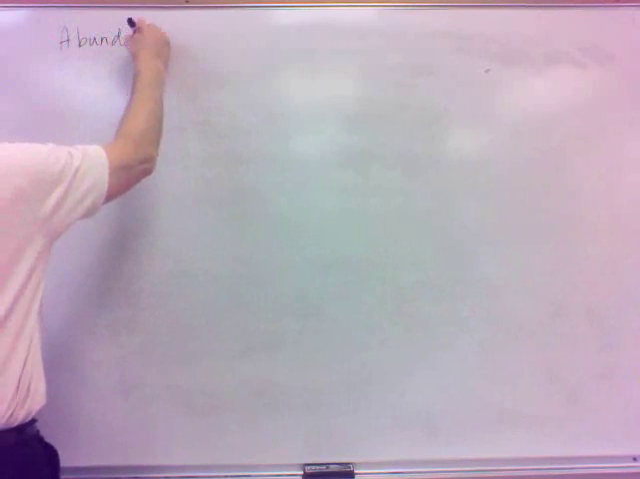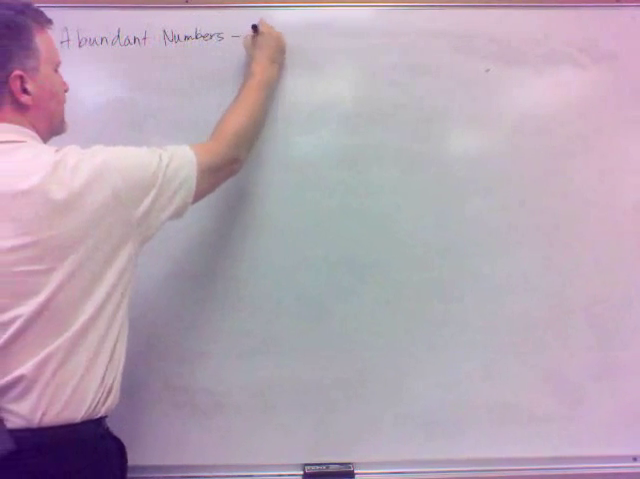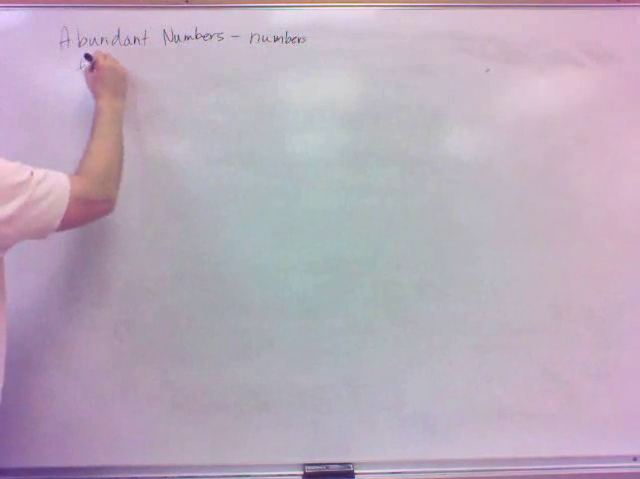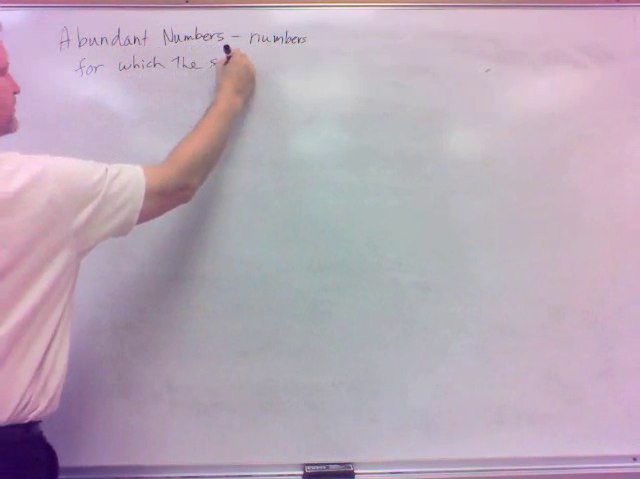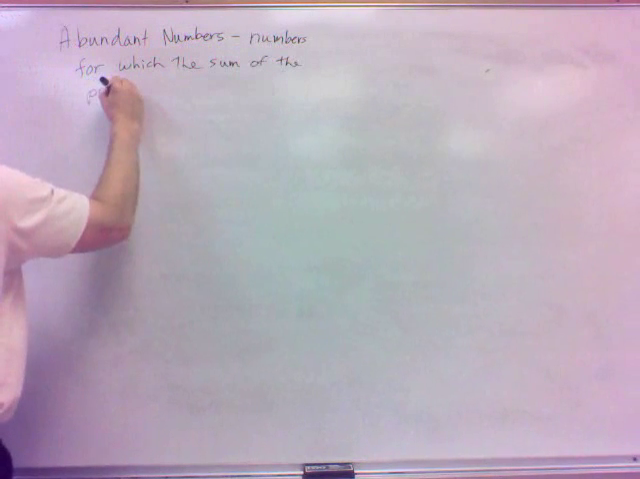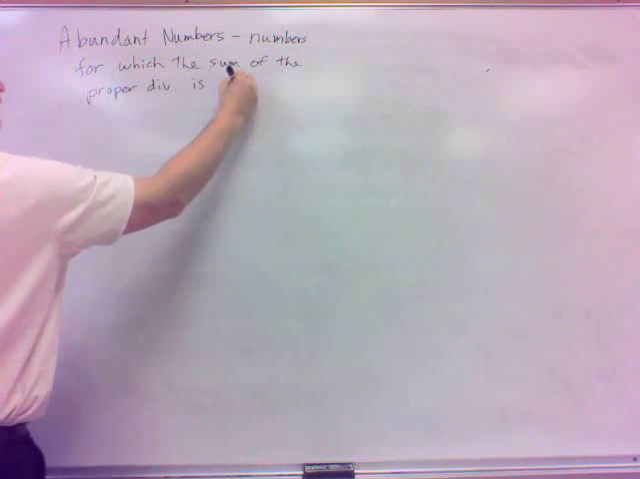Yeah, there's also abundant numbers. And these are going to be numbers for which the sum of the proper divisors is more than the number itself.